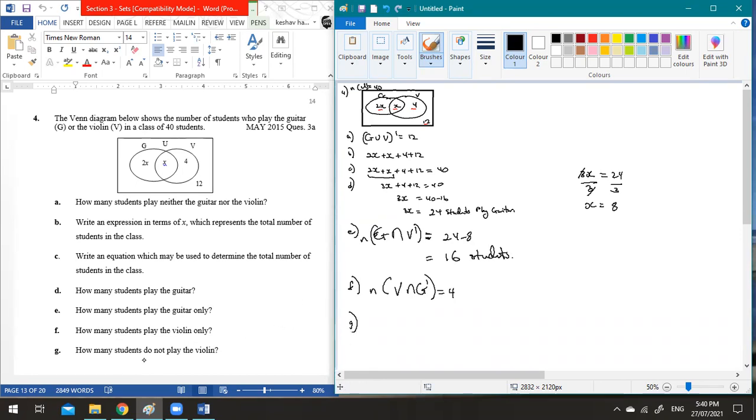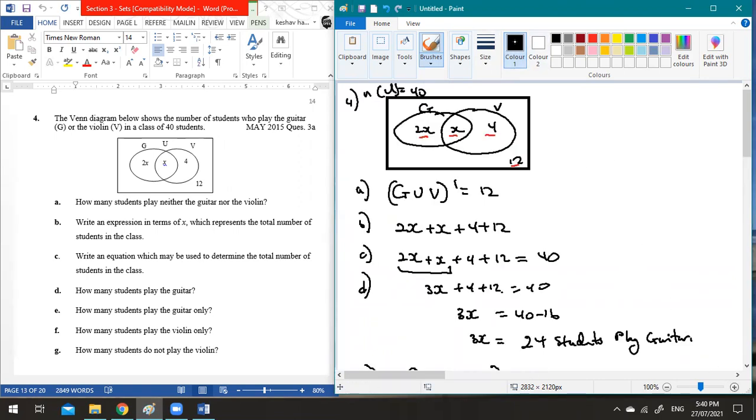And how many students do not play the violin? So again, if I were to zoom into the diagram, students who didn't play the violin would be on the outside of the violin set. But it might be easier to just paint the violin set, right? And add everything that's outside. Out of 12, I get 12. So why didn't I get 20?